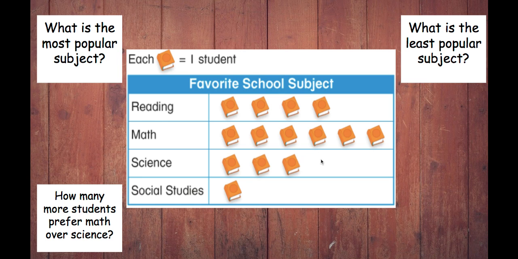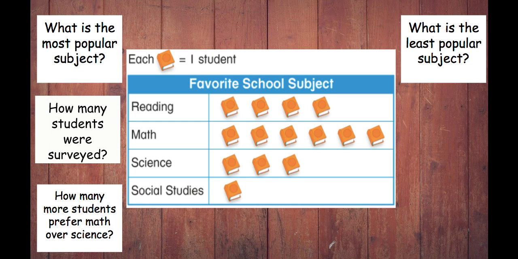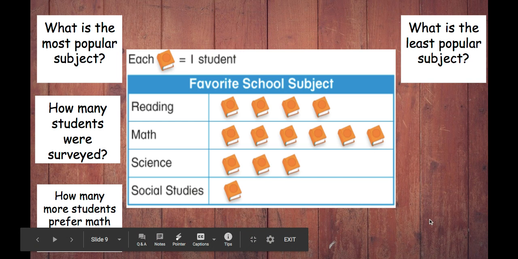And you can also think of your doubles. You can also look at how these line up and are the same. And then math has 3 extra books left over here. So that's another way that you can solve a comparison problem. So how many students were surveyed? Surveyed means how many students were asked in all. You're right. 14 students in all were surveyed.